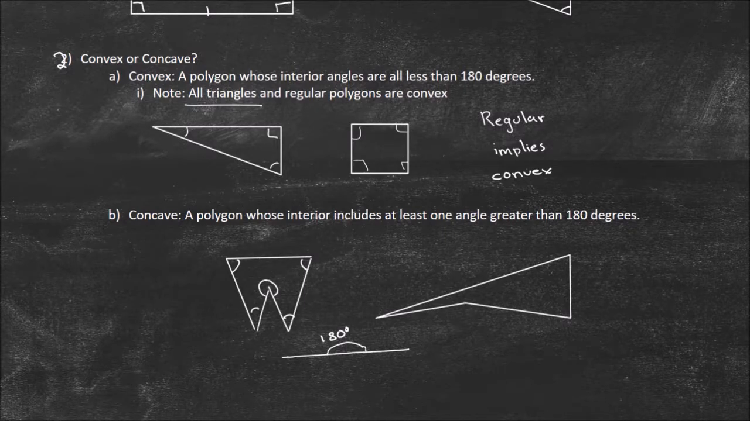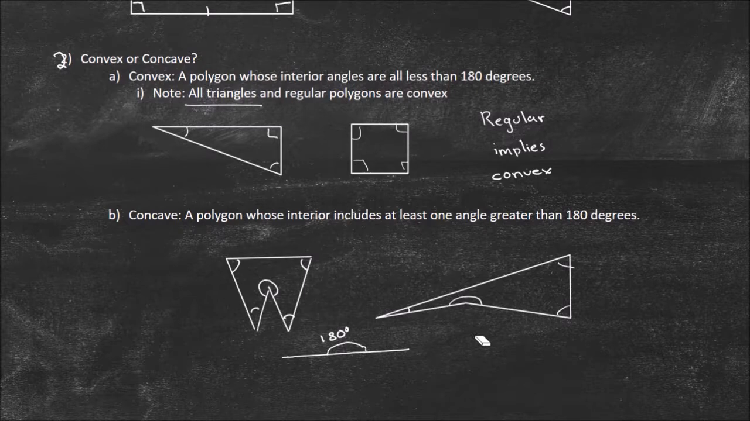And this one is concave for a similar reason. This angle's good, this angle's good, this one's good, but then this one is greater than 180 degrees. It's a little bit steeper than a straight line. A straight line would be here, but this one is going up, so it's going to be over 180 degrees, and so that makes it a concave polygon.